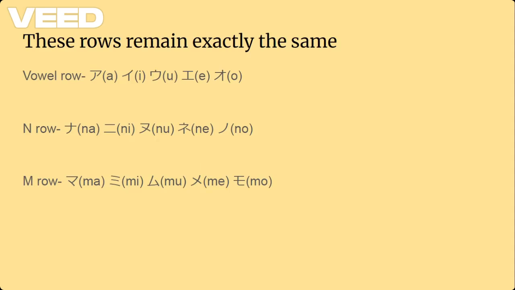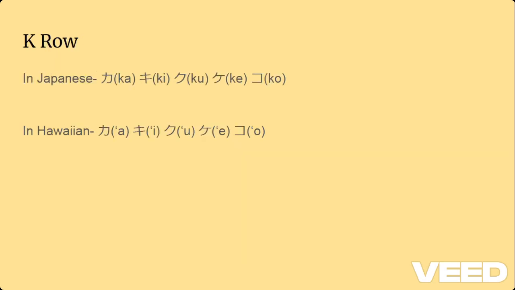Firstly, these rows are the ones which remain the same. Basically, these symbols are similar enough to Hawaiian that I haven't had to change anything for it. So the vowel row remains the same, A, I, U, E, O, the basic five vowel system, and the N row and the M row remain the same, Na, Ni, Nu, Ne, No, Ma, Mi, Mu, Me, Mo. There's no changes needed for these sets of symbols.